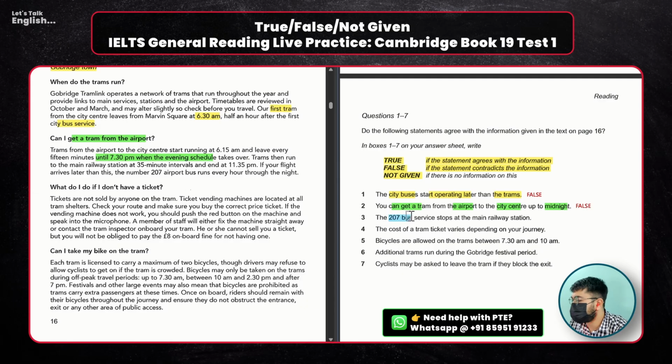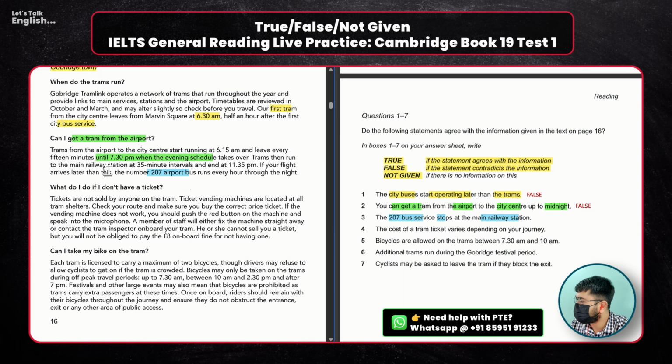Okay. 207 bus service stops at the main railway station. The 207 bus service stops at the city's main railway station. Where do you have 207? It's a primary keyword, easy to find. The 20 bus runs every hour through the night. Okay, but its final destination is not written anywhere.